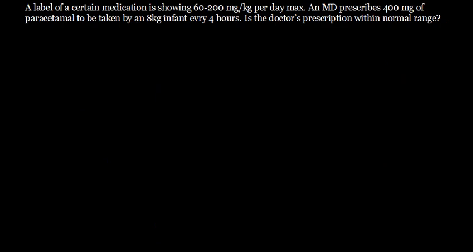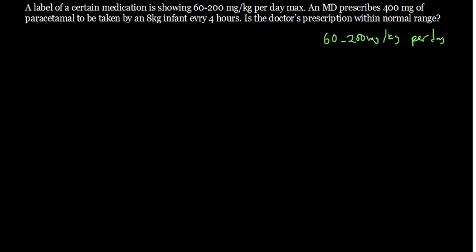Yes. A label of a certain medication is showing 60 to 200 milligrams per kg per day max. A medical doctor, an MD, prescribes 400 milligrams of paracetamol to be taken by an 8 kg infant every 4 hours. Is the doctor's prescription within the normal range? So the normal range is 60 to 200 milligrams per kg per day, maximum, like you can't exceed this. Now the doctor has prescribed what we are able to see. Is that within the normal range?